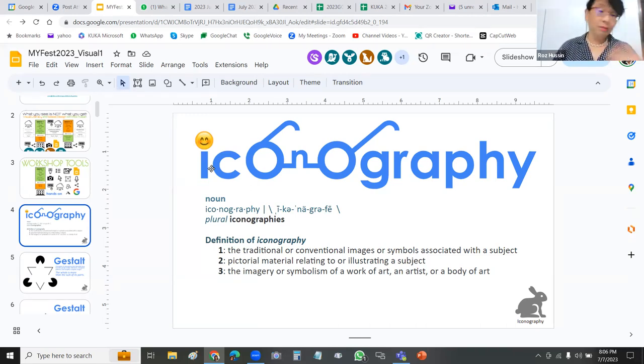It's going to be something a little bit more fun. And maybe the glasses. So maybe it's something a little bit more academic, or something that requires reading. So I purposely put some icons into the word iconography here.